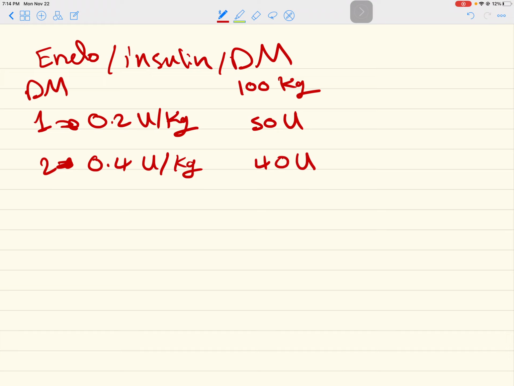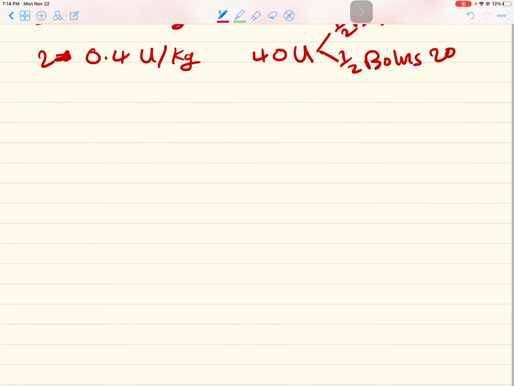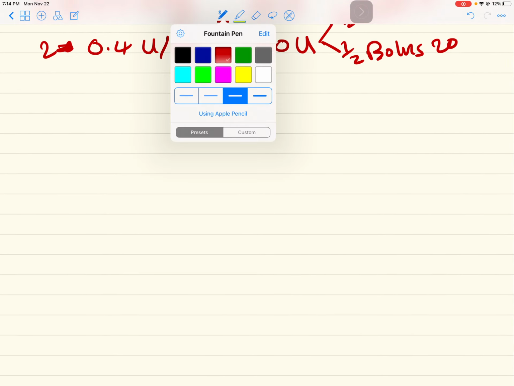Okay, this is the total daily dose, and then what you do, half of that is going to be basal, half of that is going to be bolus. So let's say in this situation, basal is 20, bolus is going to be 20 for this 100 kilogram individual. Okay, so what is the glucose?